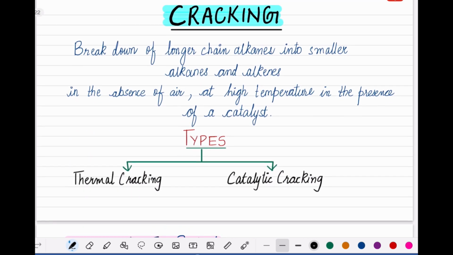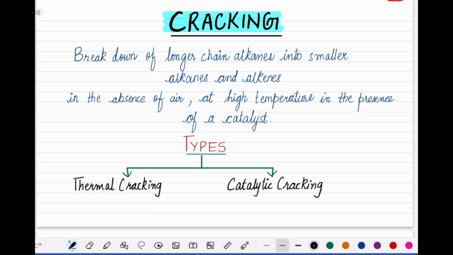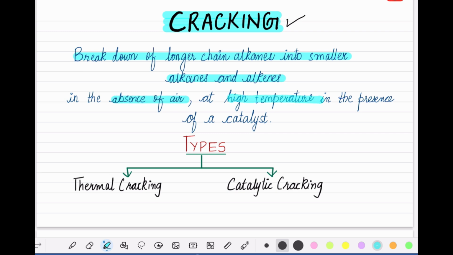Okay. Now, the next chemical reaction that alkanes show involves cracking. As the name shows, cracking involves the breakdown of a substance. Cracking means to break down. So what is its definition? It is the breakdown of longer chain alkanes into smaller alkanes and alkenes. And what are the conditions? In the absence of air, at high temperature, in the presence of a catalyst.